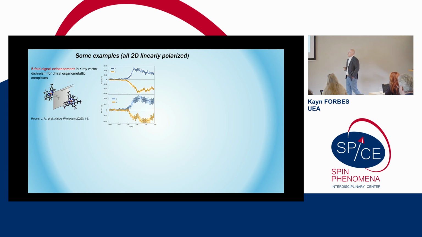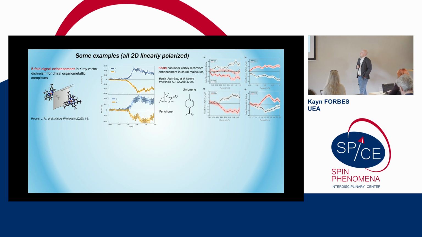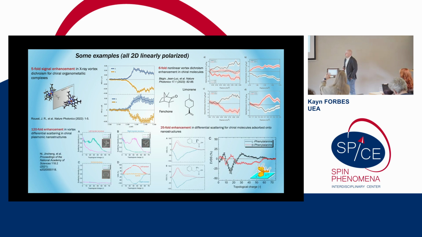So this X-ray vortex dichroism, which I think a few of you in this room are authors on, had a 5-fold signal enhancement. So you have a linearly polarized vortex beam, shine it on these organometallic complexes, and you'll get differential absorption, scattering, and it's 5 times larger than the analogous result with circularly polarized light. This nonlinear vortex dichroism mechanism in molecules as small as limonene and fenchone was 6 times larger. And then we've got a 120-fold enhancement in vortex differential scattering in these plasmonic nanostructures, and a 25-fold enhancement in differential scattering for chiral molecules adsorbed onto those nanostructures. So there are some clear enhancement advantages to be gained from using the vortex beam.